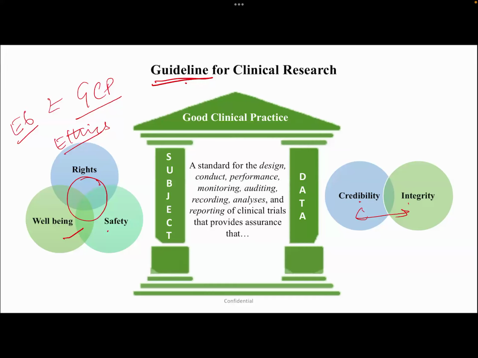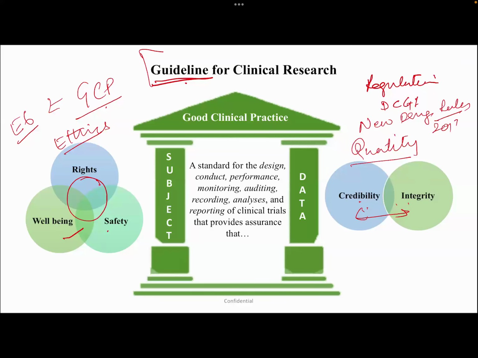So ethics, and that means this will be quality. Credible data and integrity is there. That means you have reported the correct values. You have not modified, you have not done falsification. So the guideline you should know for a clinical trial is GCP, along with our regulation. Like in India, we have the DCGI, so under CDSCO, basically New Drug Rules 2019. Also, you need to know the high-level international guidelines, FDA, EU CTR. These are the minimum requirements, right?